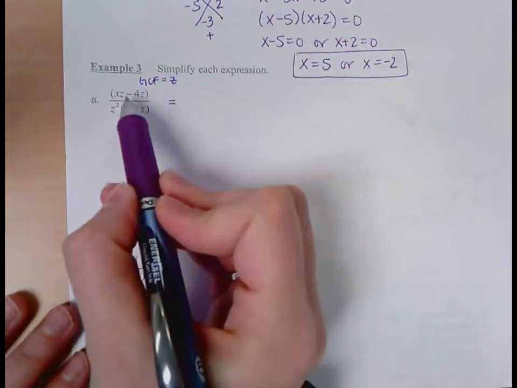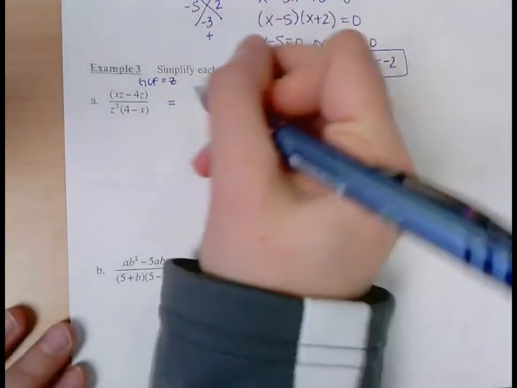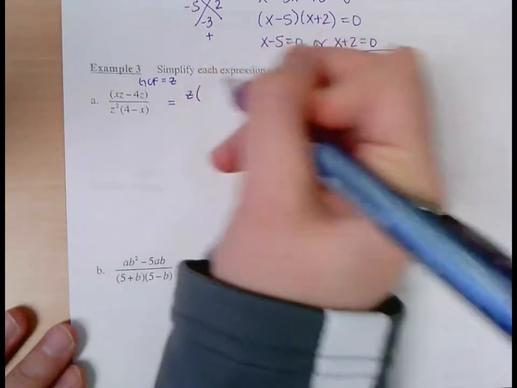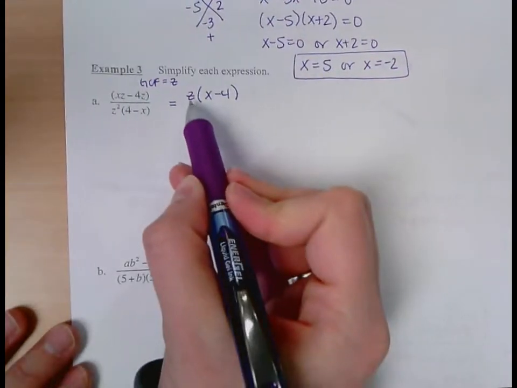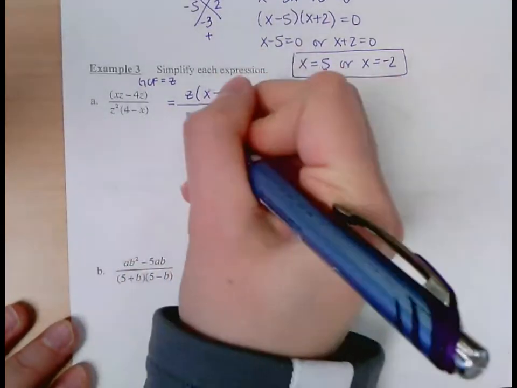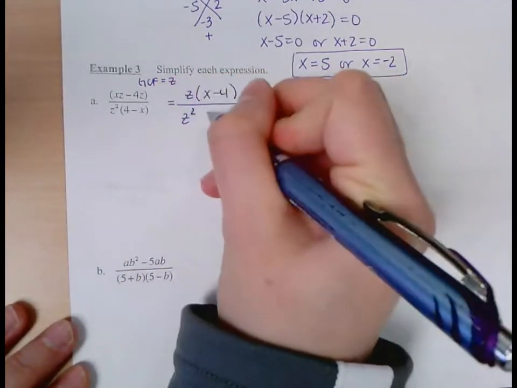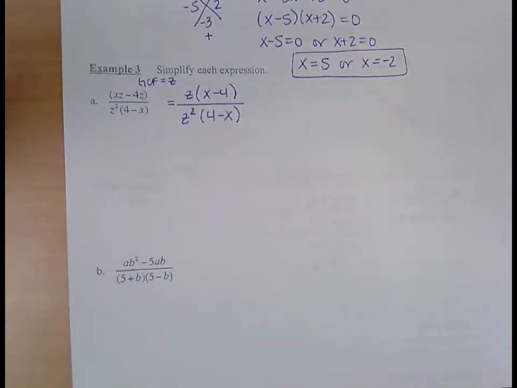All right, so don't forget that factoring out a GCF is a method of factoring. So I can factor a Z out of the top, and I'm left with just x minus 4. Make sure you do include the Z, the GCF, with it. And then on the bottom, I have Z squared, and I have 4 minus x, which that x is to the first power, so I can't factor there.